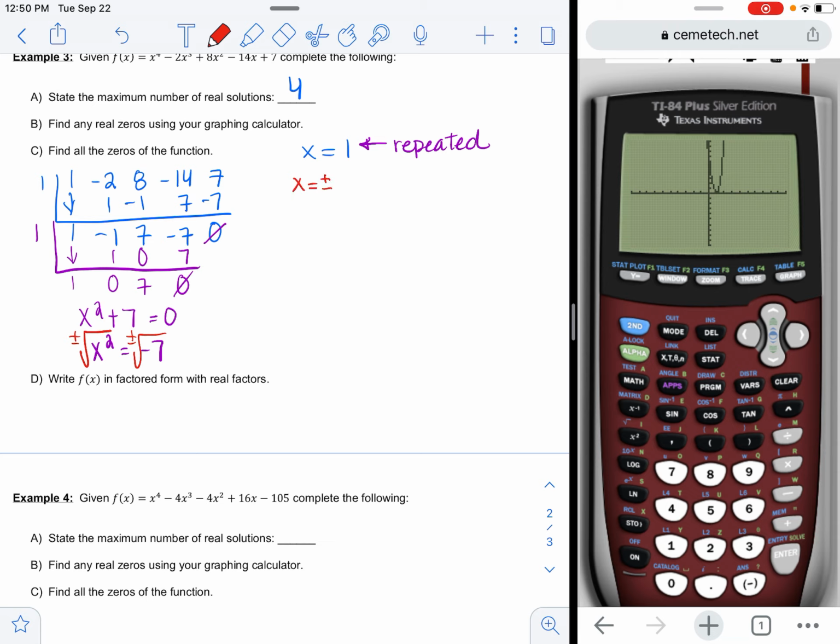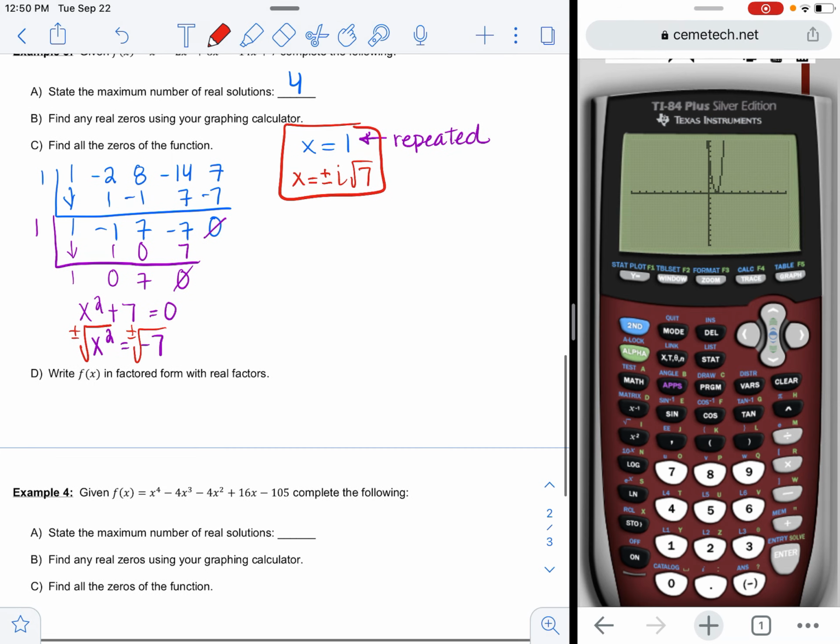Okay, so I'm going to get my other two solutions. X equals plus or minus the square root of a negative number, so I know i is going to be my answer. And then I have root 7, which is not simplifiable, so I'm going to leave it as i root 7, positive and negative. So you have one real solution that repeats, and two imaginary solutions.